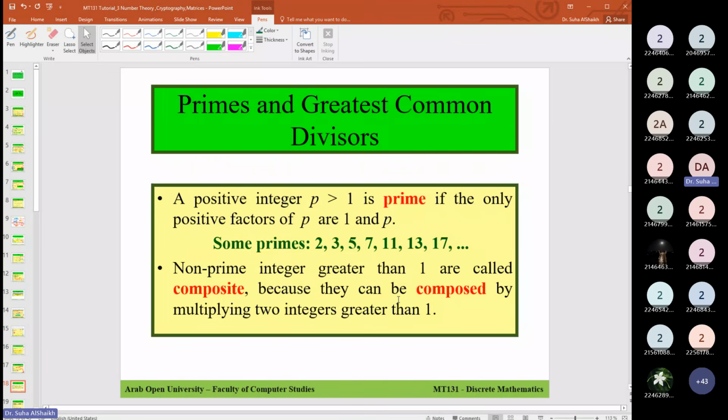We're done talking about the division algorithm. We're done talking about the congruence and the example of the congruence, which is encoding and decoding. Now we will talk about the prime and the greatest common divisor. These are all things within number theory. Okay, so now we're going to talk about the prime and the greatest common divisor and the least common multiple.